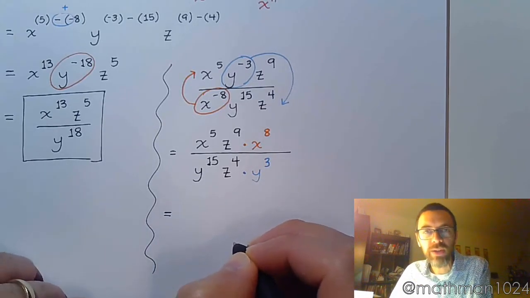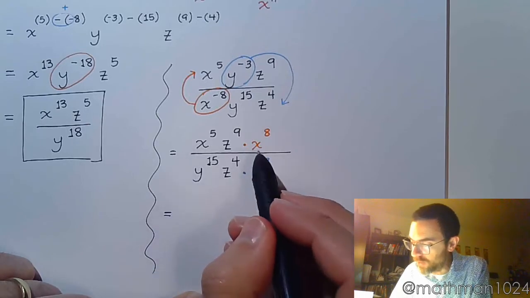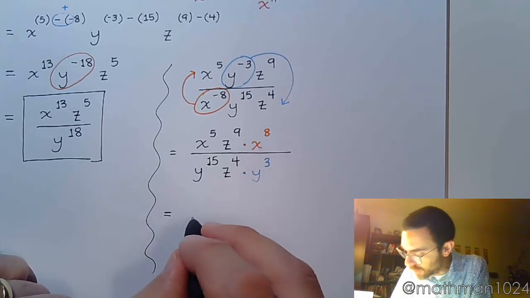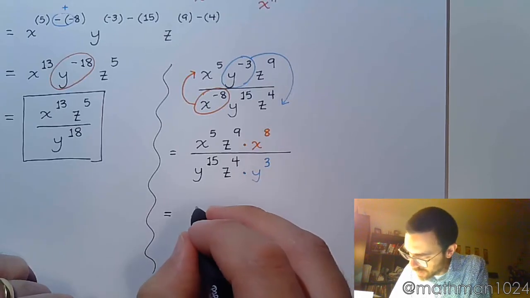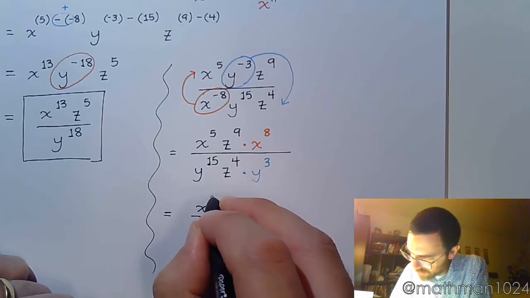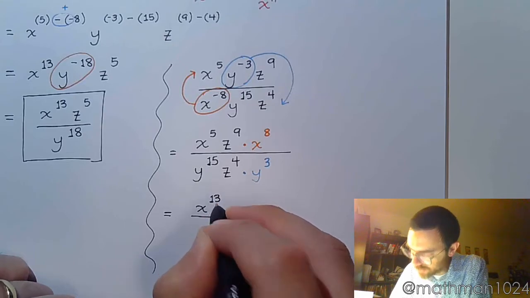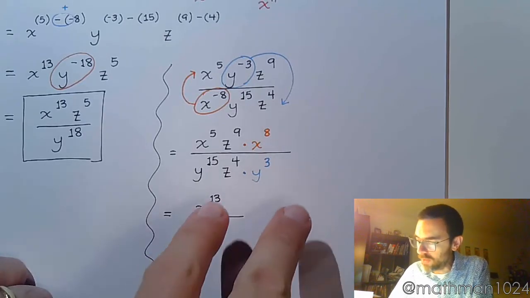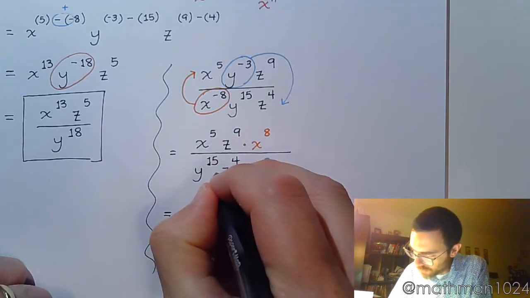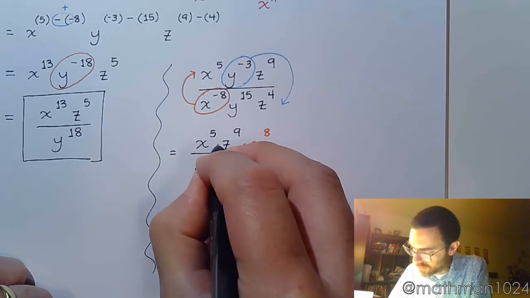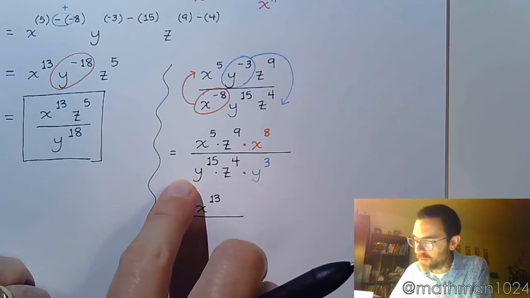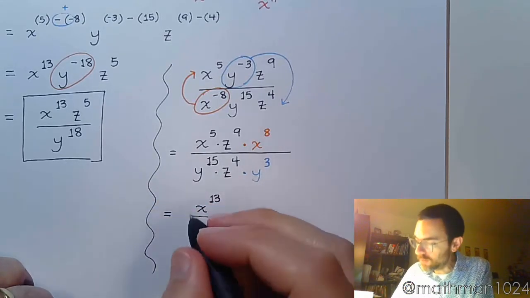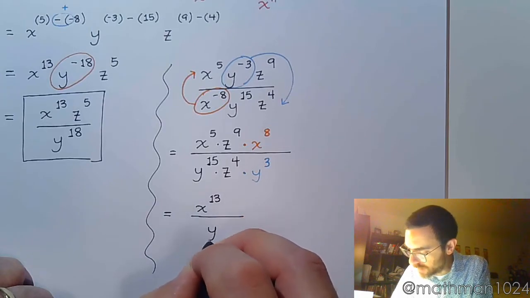So if I look at my factors of x, I see that they are both here in the numerator. I have x to the 5th, x to the 8th, so I have a total of 13 factors of x. When I look at the y factors, they are all in the denominator. So even though it's not written, that is multiplication here for these guys. You have y to the 15th, you have y to the 3rd. So 15 and 3 gives me 18 factors of y.